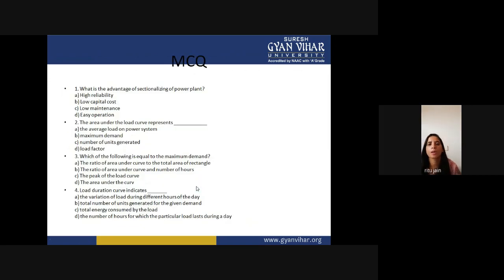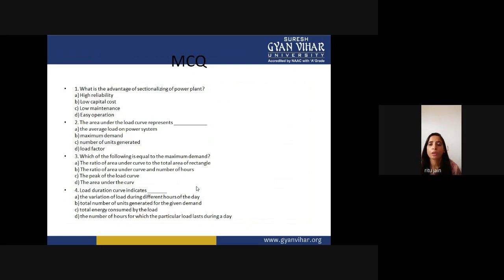Now there are some MCQs based on this lecture, and you can easily solve these questions. The first question is, what is the advantage of sectionalizing of a power plant? Sectionalizing of a power plant is a must to get highly reliable electricity. So high reliability is the main point. Next, the area under the load curve represents the number of units generated.